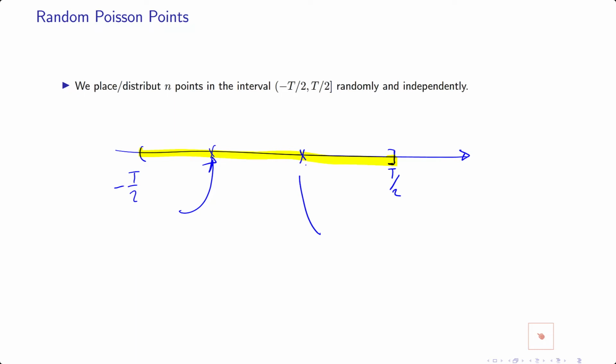So we generate n points. We repeat this experiment n times independently. So this will be a Bernoulli experiment. Using the Bernoulli distribution, we can evaluate and write the formulas for this distribution, and then later on we let T and n jointly go to infinity, and we'll get Poisson point processes. Let's see how we do it.